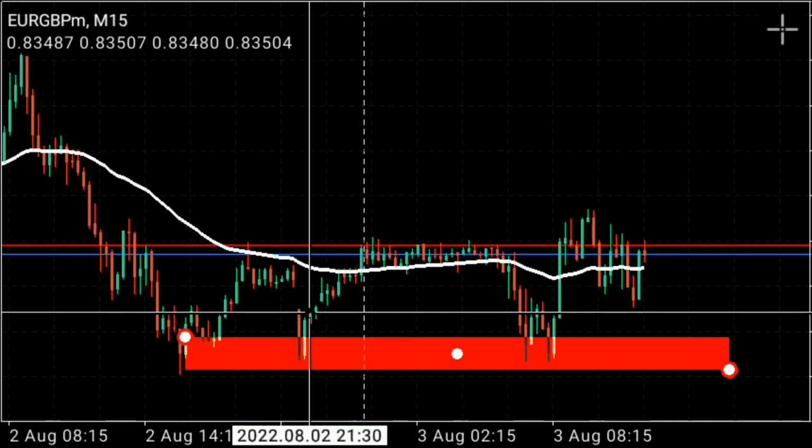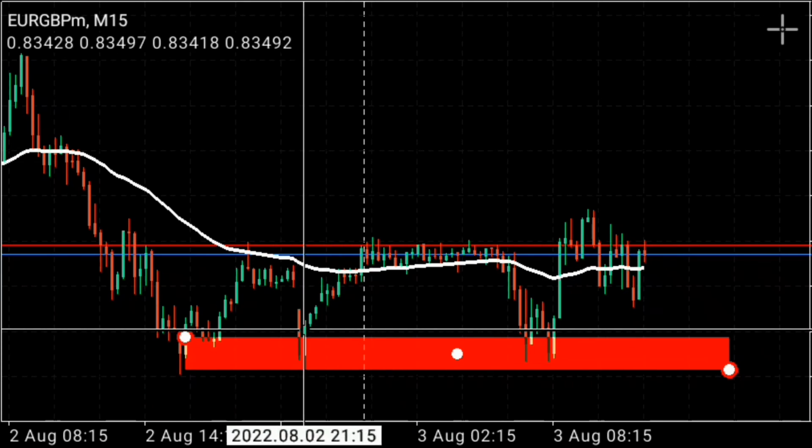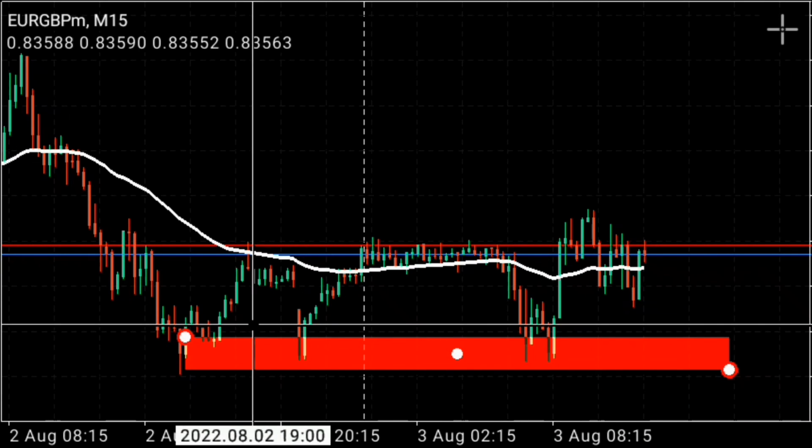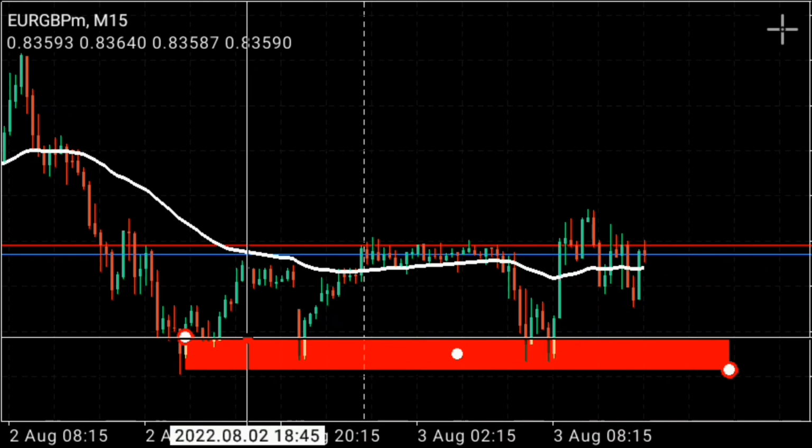Anywhere on chart you see a big rise in price, it's a demand. As you can see, here is a demand. Here is a demand. Here is a demand.